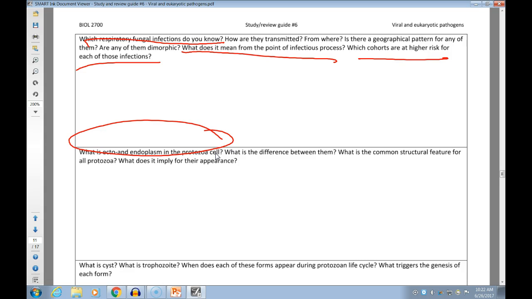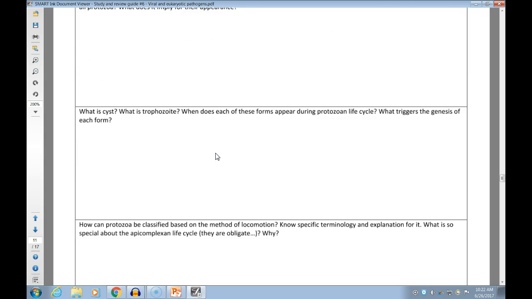Common structural feature for all protozoa: they lack a cell wall. In appearance, they are flexible. Cyst and trophozoite. Trophozoite is the feeding, living stage. Cyst is formed when the environment is unfavorable. Covered.